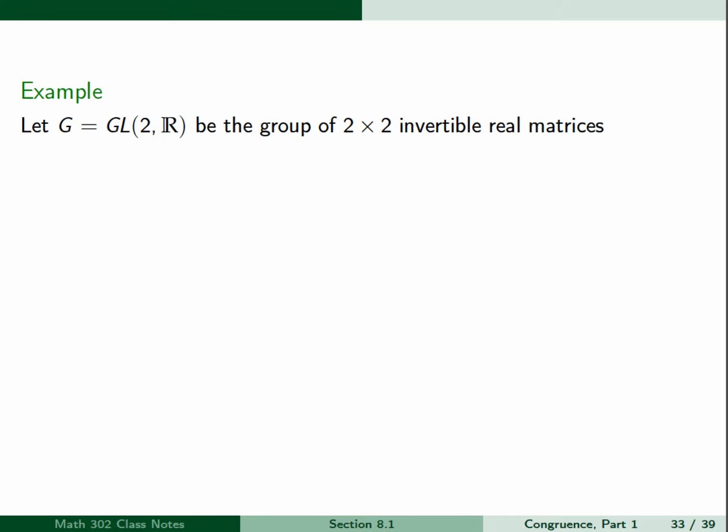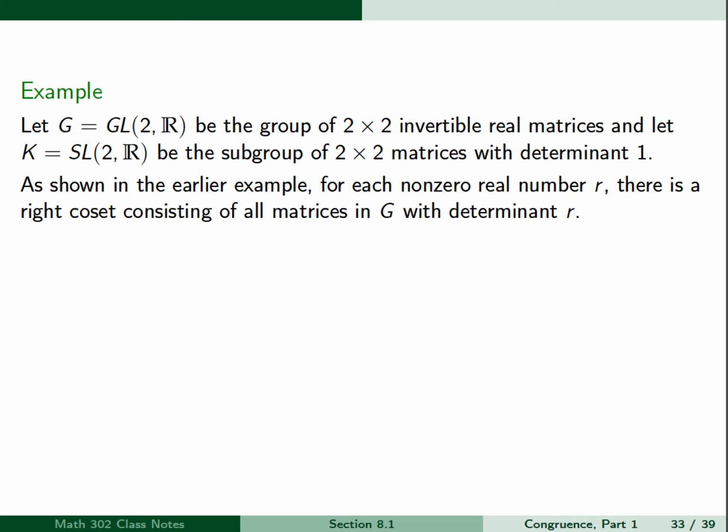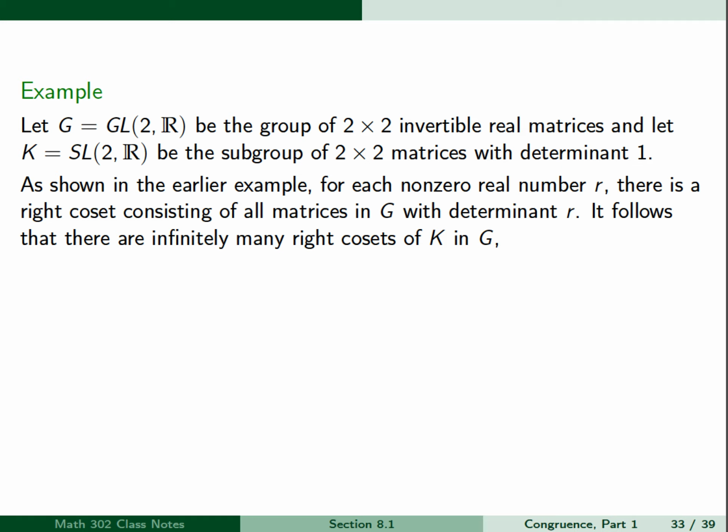For another example, let's go back to our example with the group G being GL2(R), the group of 2 by 2 invertible real matrices, and K is the subgroup SL2(R), the subgroup of 2 by 2 matrices with determinant 1. Now, as shown in the earlier example, for each non-zero real number r, there is a right coset consisting of all matrices in G with determinant r. So it follows that there are infinitely many right cosets of K in G. So our index [G : K] is infinite.